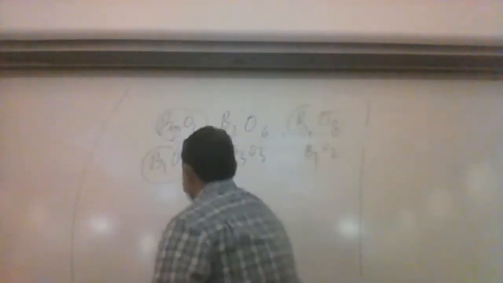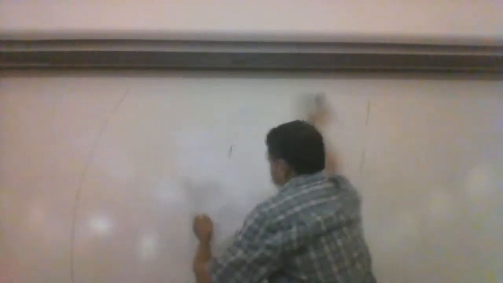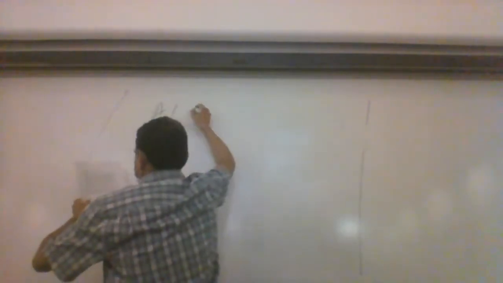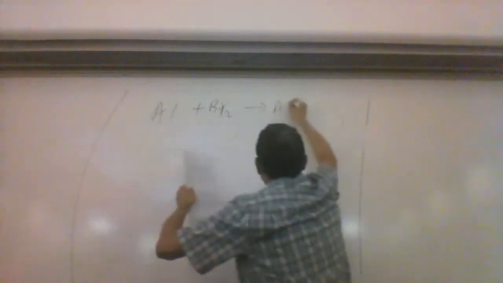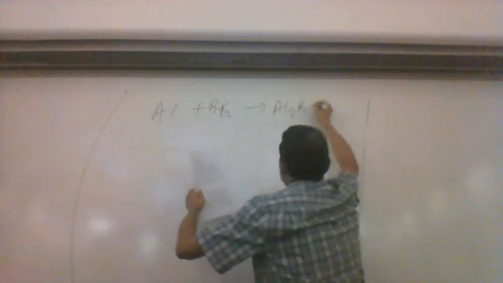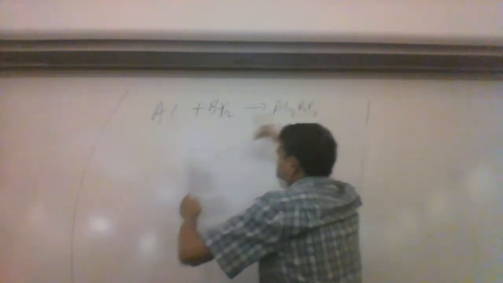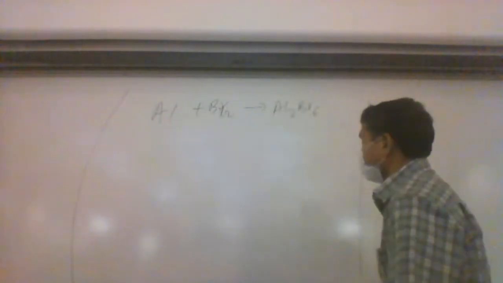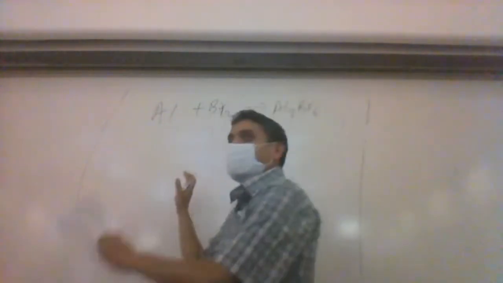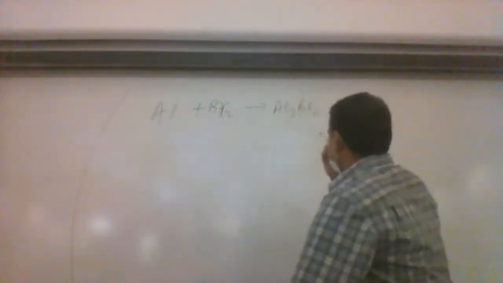Okay, another thing is something like this. You might see a question like this. So let's say I already taught this equation to you: Al plus Br2 gives you Al2Br6. If you look at the previous slide, Al2Br6. You see, this is the equation, right? So aluminum is reacting with bromine to give Al2Br6. And then the question might have, this is not the exam question, yeah? This is just how the questions are worded.